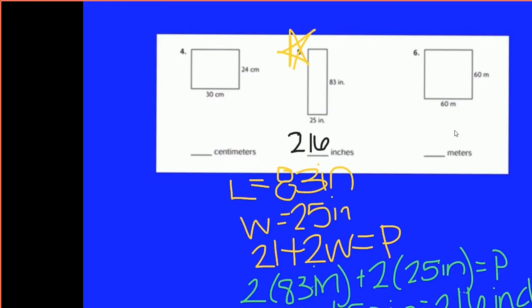So when I multiplied 2 times 83, I got 166 inches. When I did 2 times 25 inches, I got 50 inches. So then my formula tells me to go ahead and add. So when I add 166 inches and 50 inches, my final answer is 216 inches.